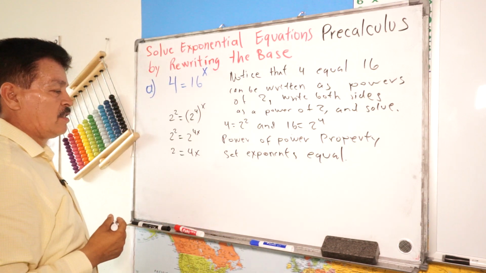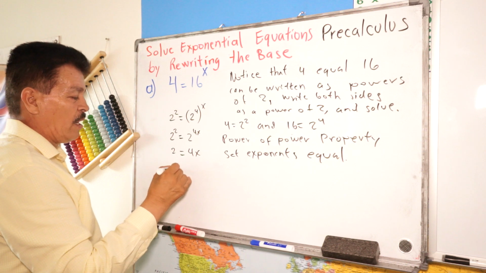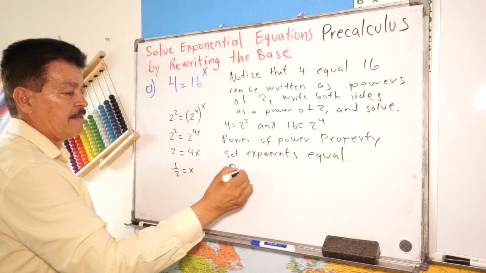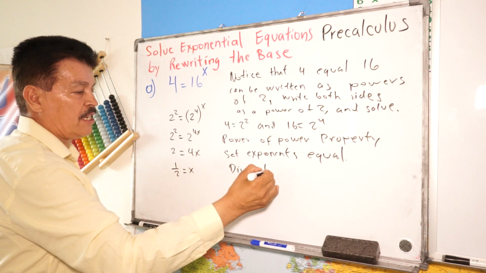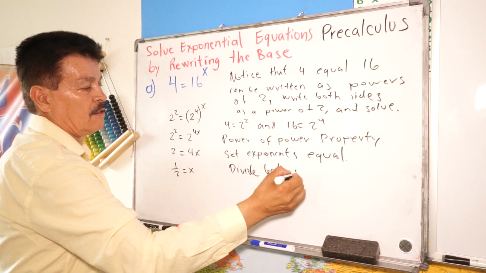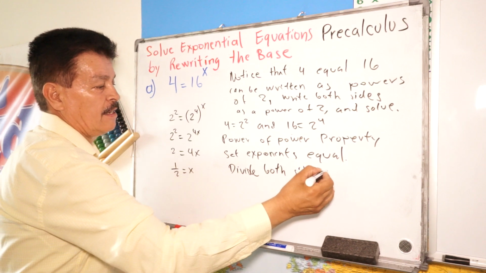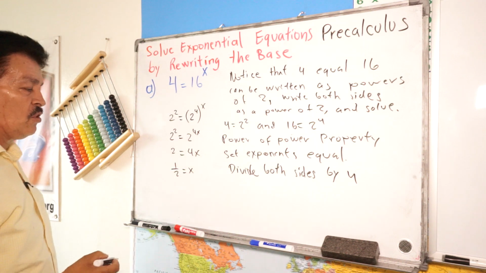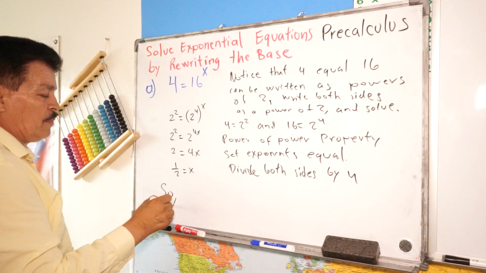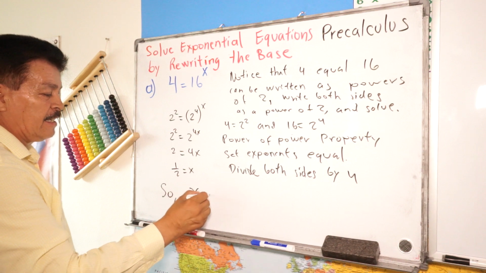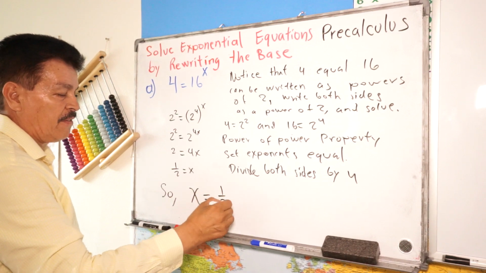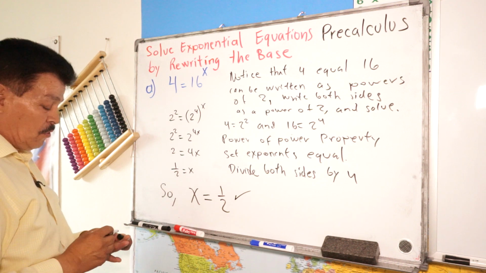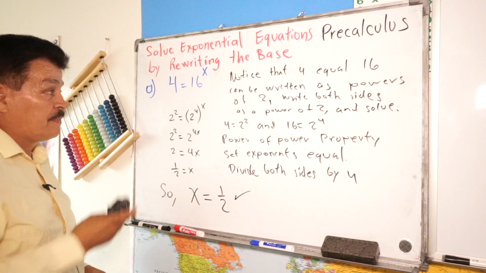Alright, so the next step is 1/2 equals x. So here we divide both sides by 4. So the conclusion is x equals 1/2, right? This is the answer for this question.